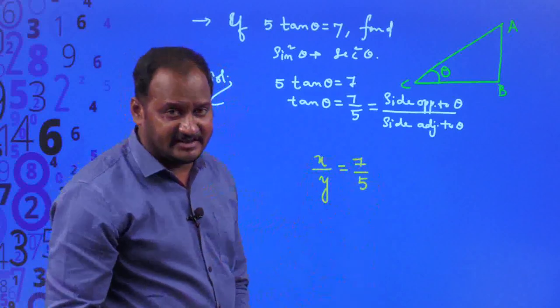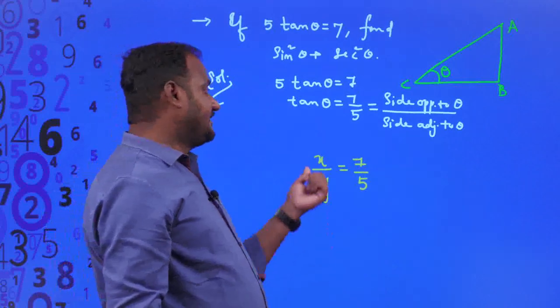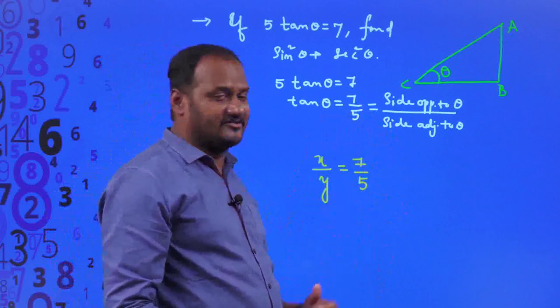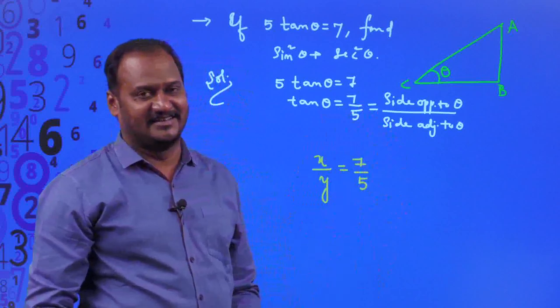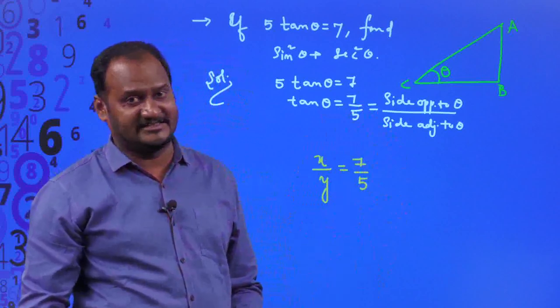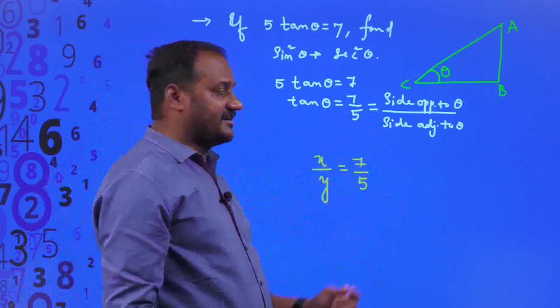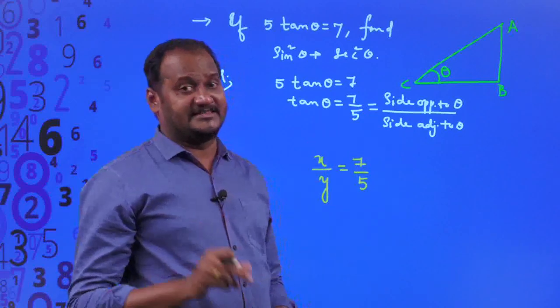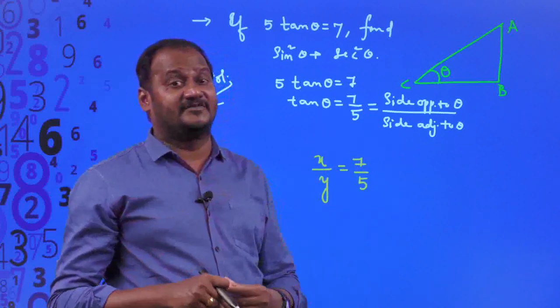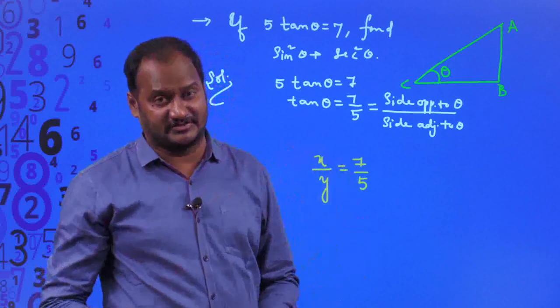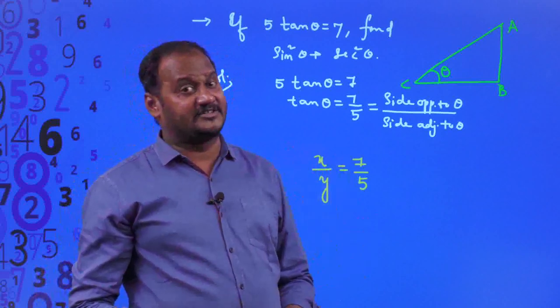If x divided by y is equal to 7 divided by 5, can we directly write x is equal to 7 and y is equal to 5? That's what my question is. Yes, absolutely we cannot write that, because 7 divided by 5 is a ratio. Every single ratio has infinitely many equivalent ratios. What is meant by equivalent ratios?